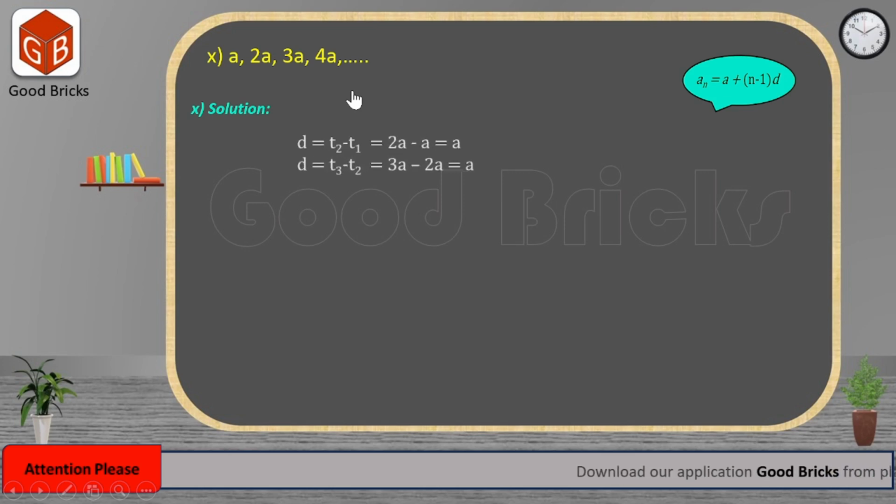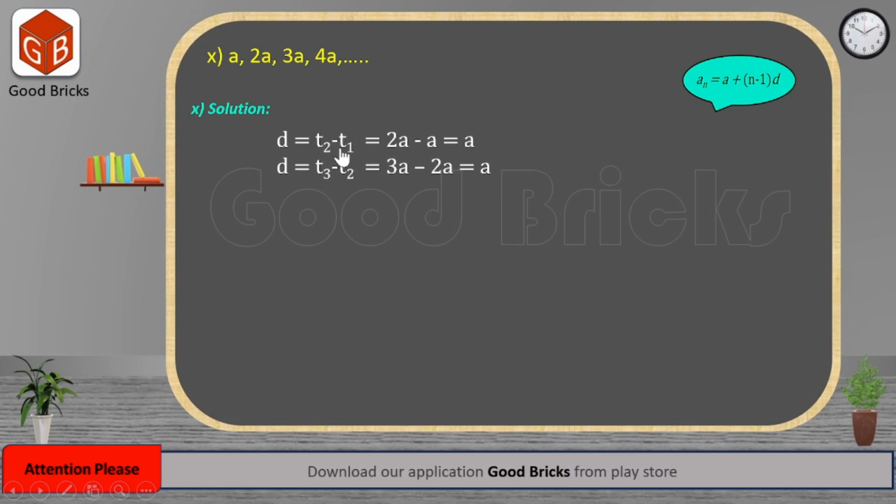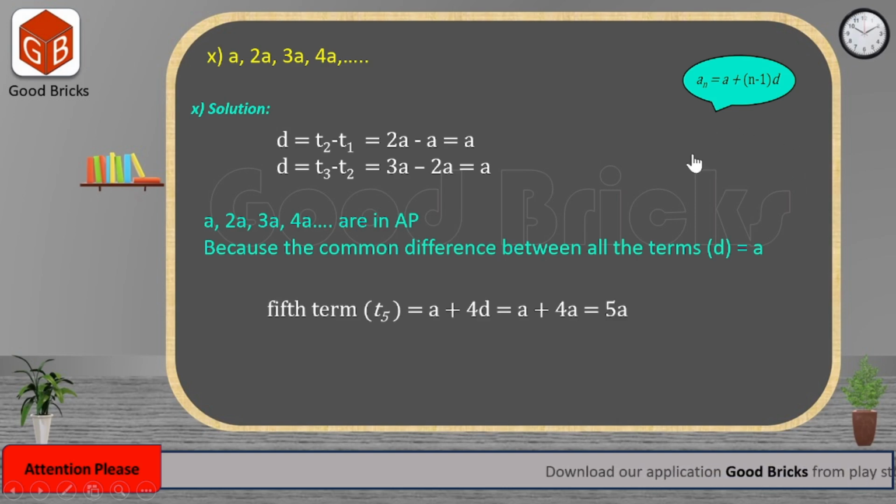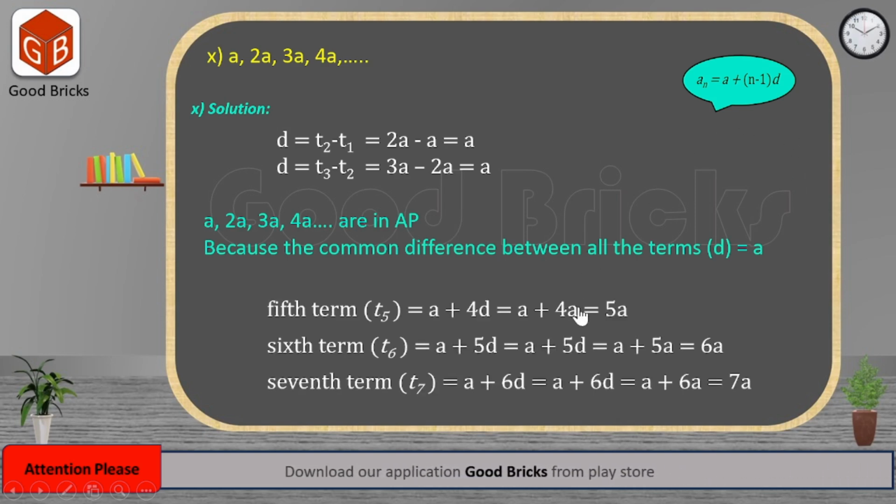In this series, if you find the difference between term 2 and term 1, you will get a. Term 3 and term 2 also give a. Since this difference is equal, we can say that this series is in arithmetic progression. Using this value a and the value of d, we can calculate the next three terms, and these are the values of the next three terms for this given series.